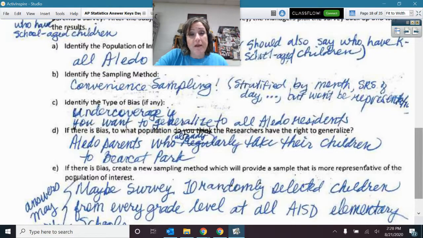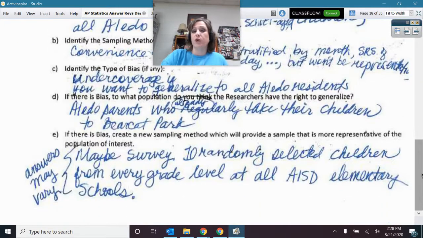To what population then do we have the right to generalize? That would be Aledo parents who already regularly take their children to the park. All right, so create a new sampling method. Here was what I came up with. Maybe survey 10 randomly selected children from every grade level at all the AISD elementary schools. Then you would go through the survey and follow up to make sure you got those and that kind of thing. But that at least gets a good sampling of all Aledo parents of school-aged children. All right, that's it for generalizing to the population.